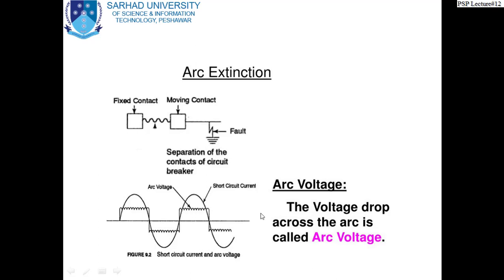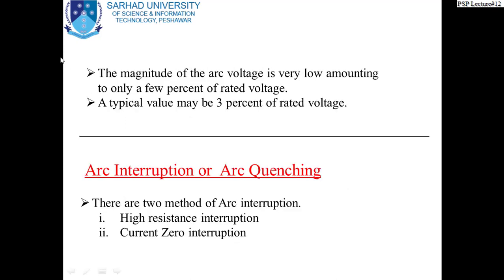Arc voltage: the voltage drop across the arc is called arc voltage. This is the simple name given, which is shown here. The magnitude of the arc voltage is very low, amounting to only a few percent of the rated voltage. A typical value may be 2 or 3% of the rated voltage. Because the current is flowing, the voltage is almost very low.